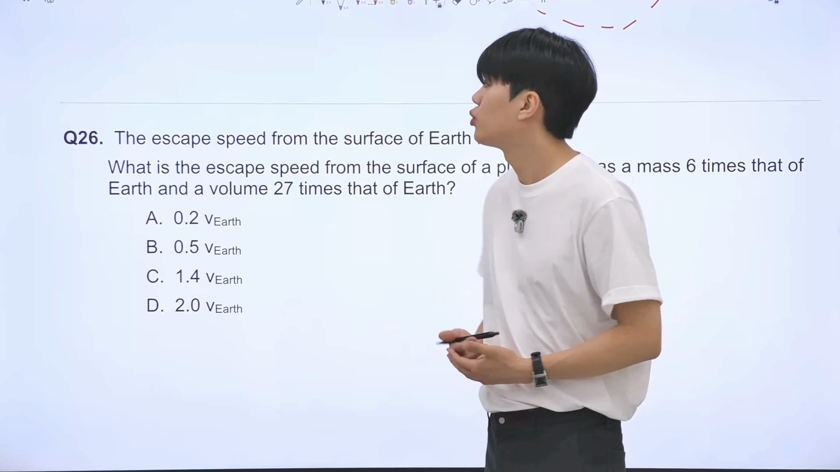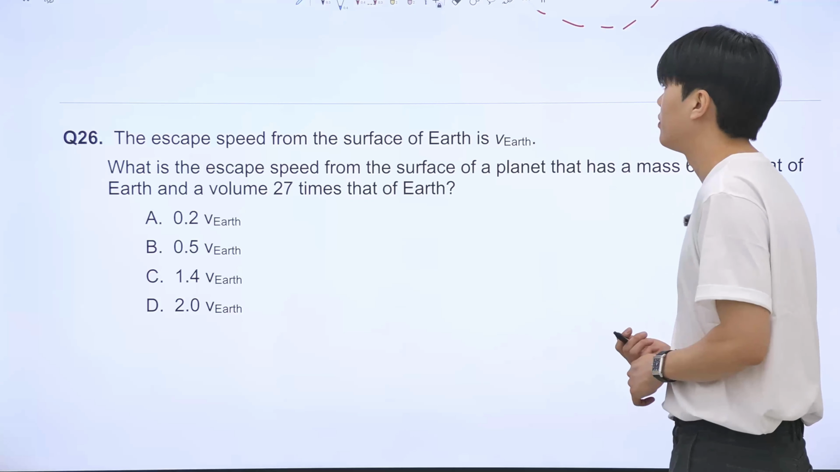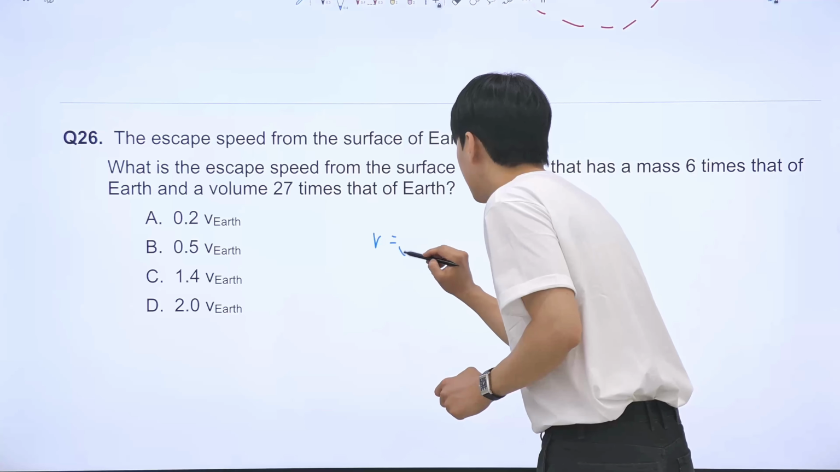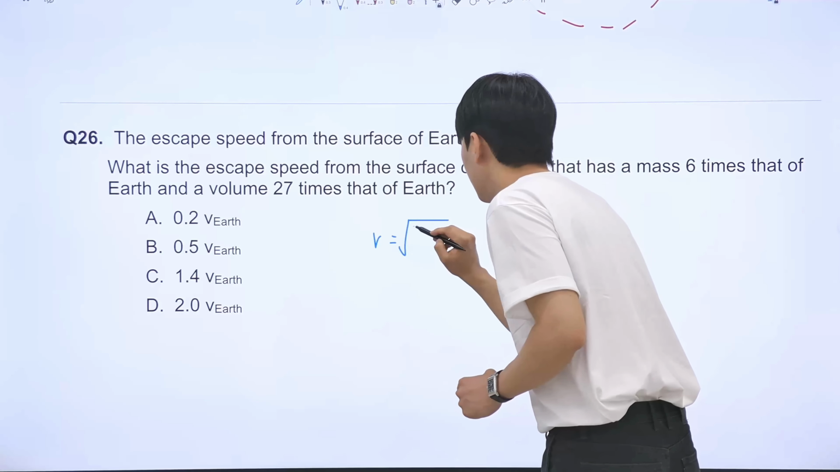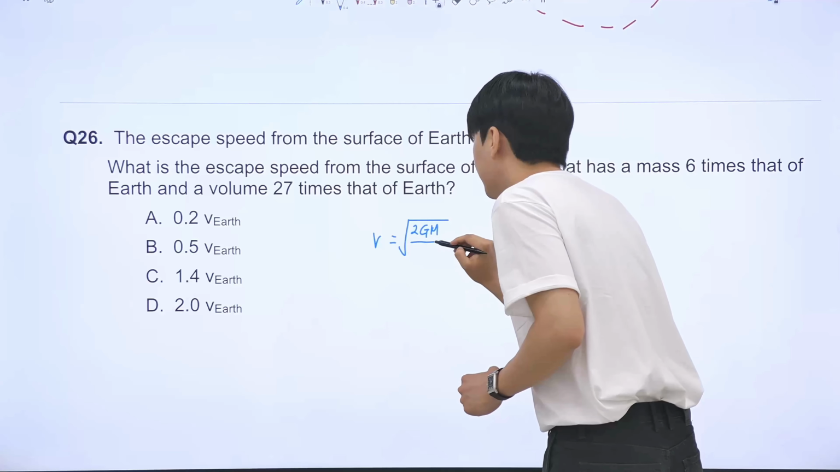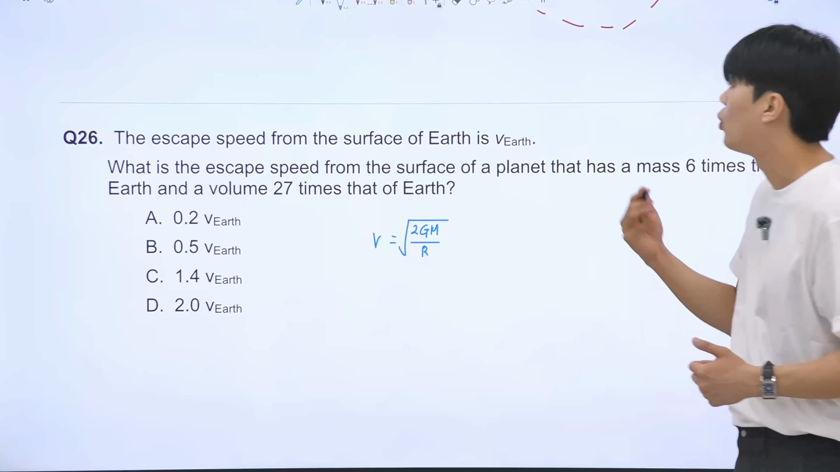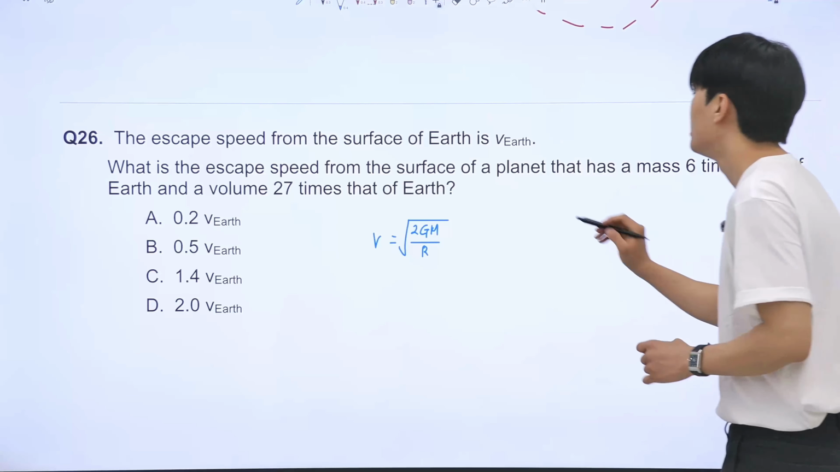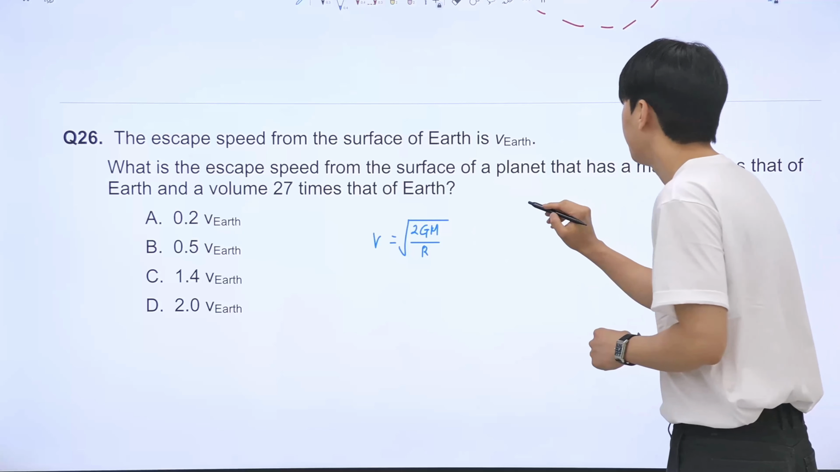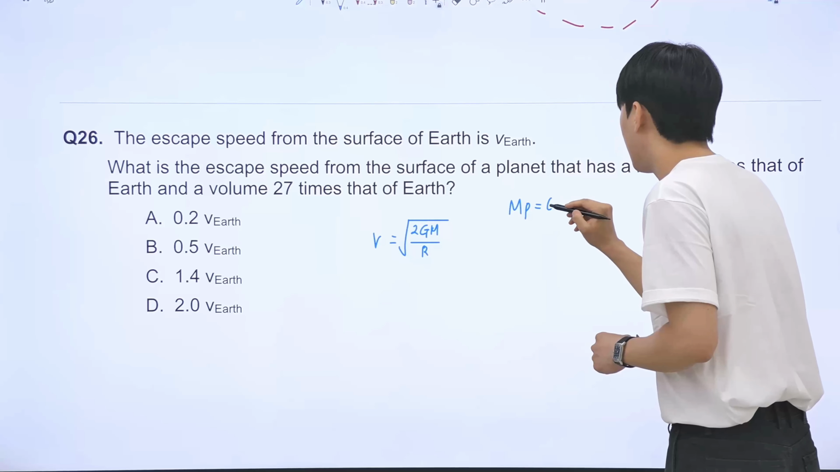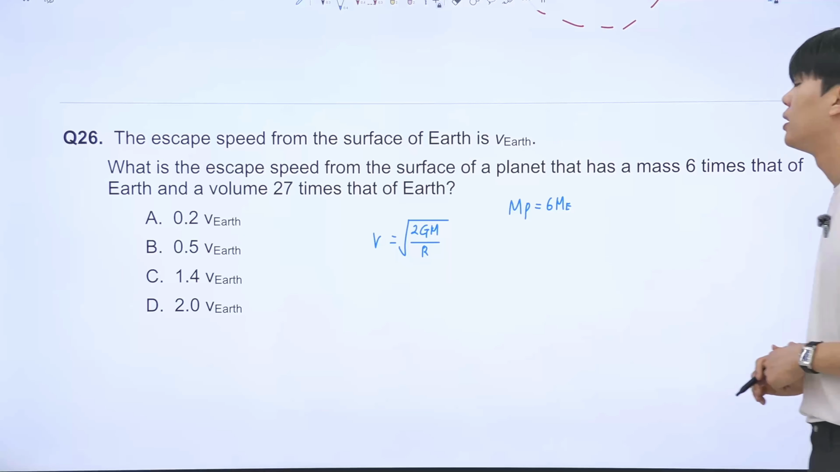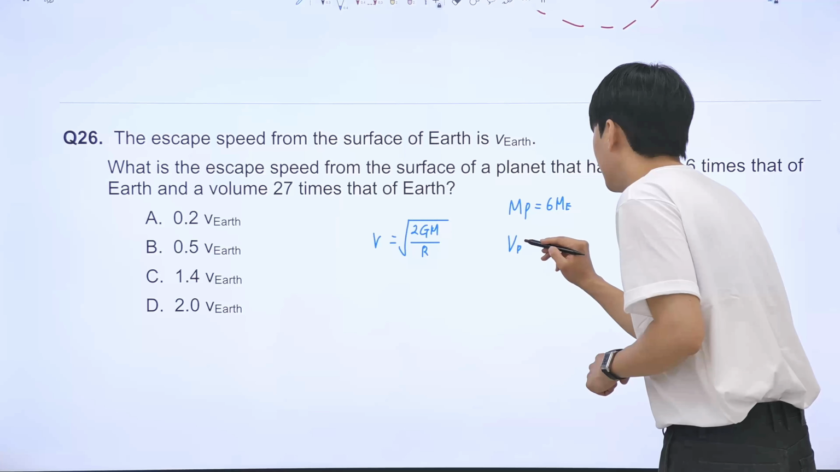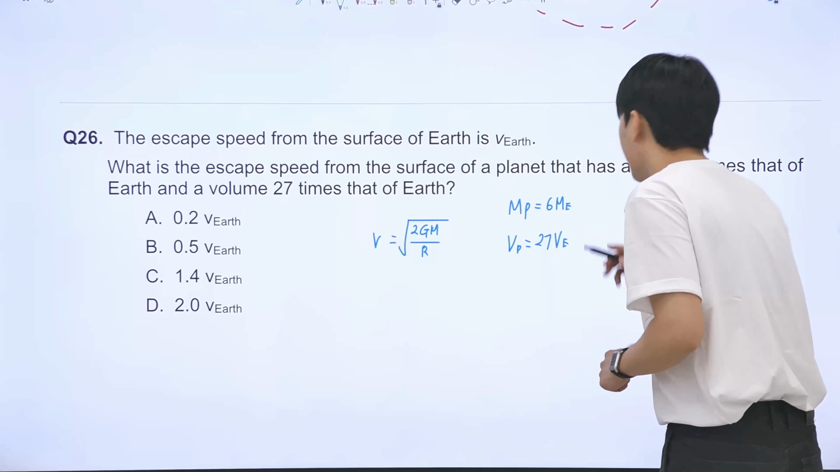Okay, next question, question 26. The escape speed from the surface is v Earth. Let's assume that v equals, because that's escape speed, the formula is given in the formula booklet, which is root 2GM over r, right? Then they ask: what is the escape speed from the surface of a planet that has mass 6 times that of the Earth? So let's say another planet P, the mass of P is 6 times the mass of the Earth, and the volume is 27 times that of the Earth.